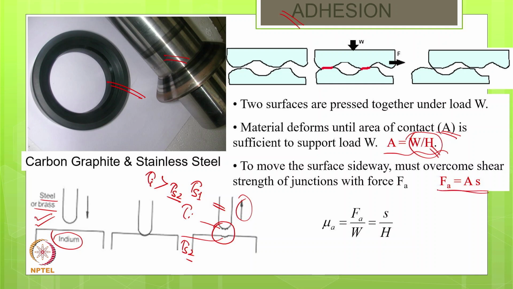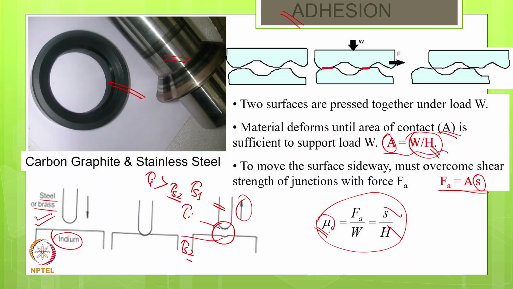However, if we are trying to move the surfaces relative to each other, the area can be calculated from this, and then we need to overcome the shear strength to really move the surfaces. When we write a relation like that, mu a turns out to be s divided by h, that means shear strength divided by hardness. However, it doesn't convey much meaning.